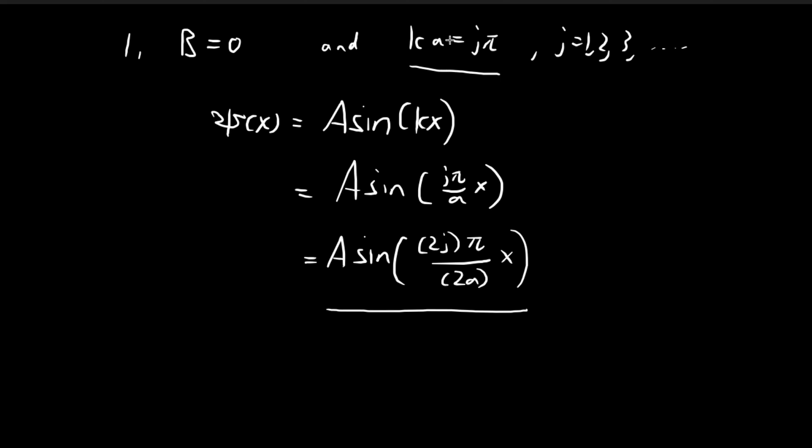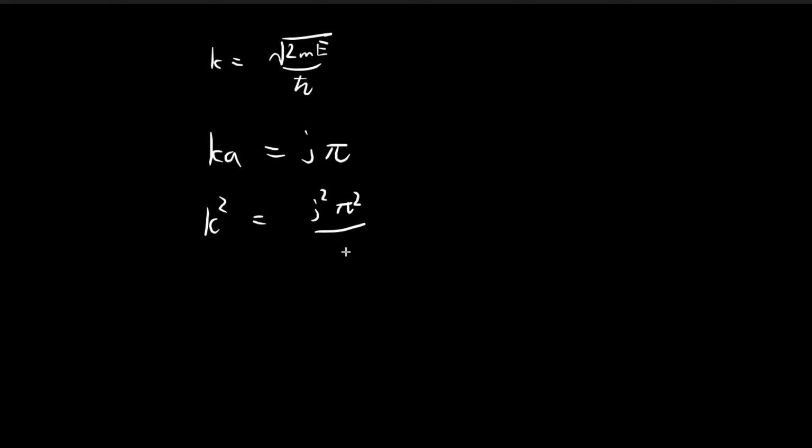And then notice that ka is equal to jπ. This expression actually gives us the allowed energy levels as well. So don't forget, k is equal to the square root of 2mE divided by ħ. So ka being equal to jπ, with a bit of rearranging, I can square both sides, so that would give me k squared. I have j squared π squared divided by a squared. And then on the left hand side, this term is just equal to 2mE divided by ħ squared.